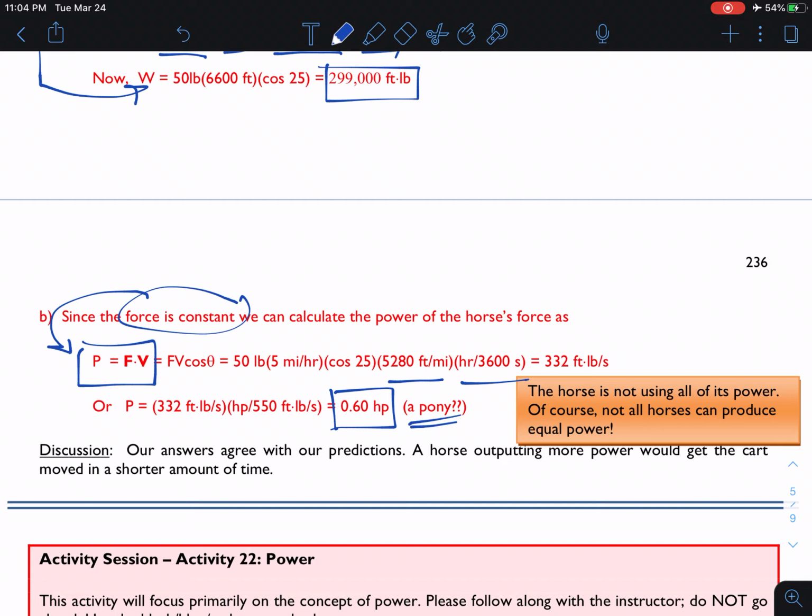So we ask this question, is it a pony? Because it's less than 1. But yeah, the horse outputting more power will get the cart moved in a shorter amount of time. So that's what power means, okay? So hopefully the power definition is more clear.